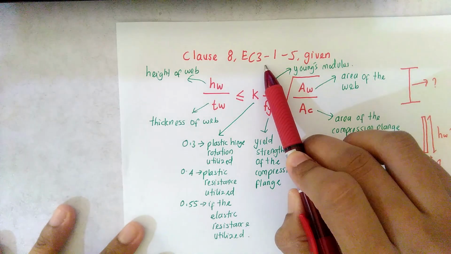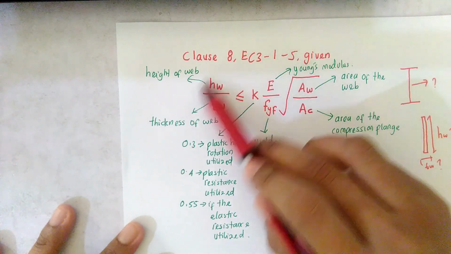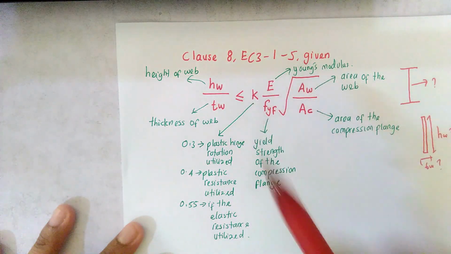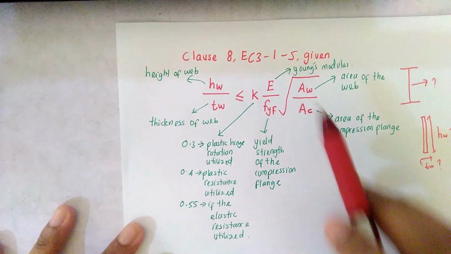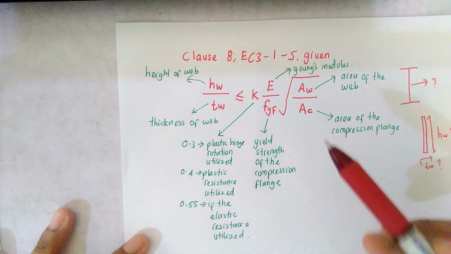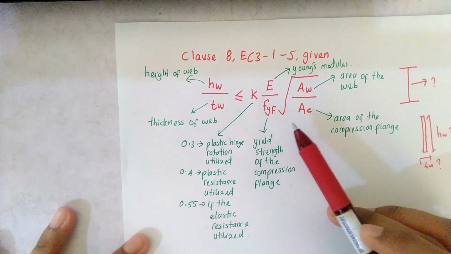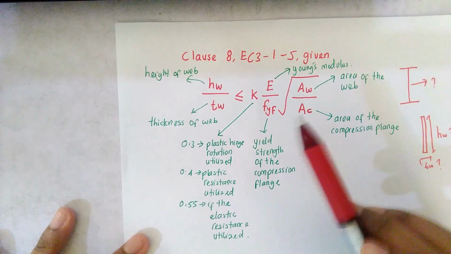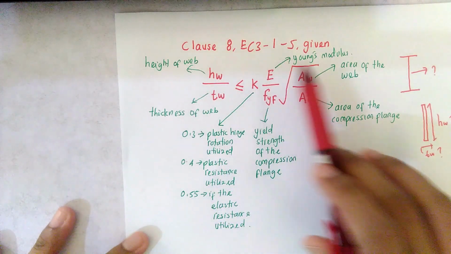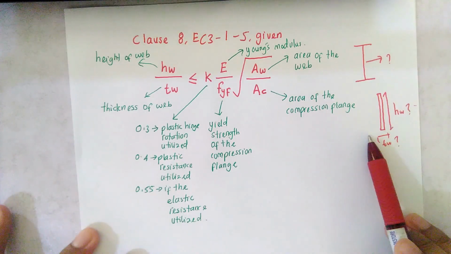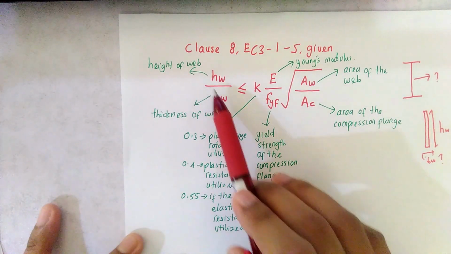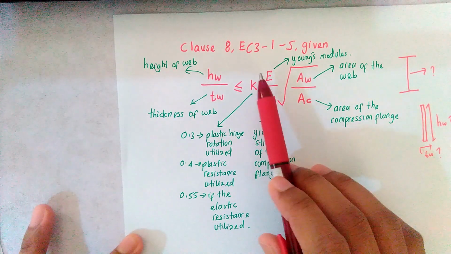In this clause, it is given that the slenderness ratio of the web, which is HW over TW, must be lesser than these equations. This equation has also been given in the previous notes. You can go through the previous lectures, this clause, and your PowerPoint notes. When you propose the height and thickness of the web, you must make sure the ratio is lesser than these equations.